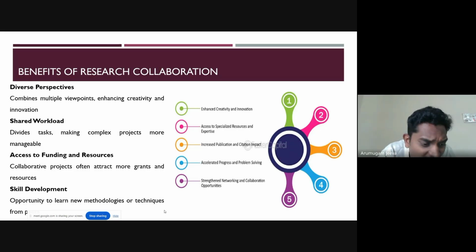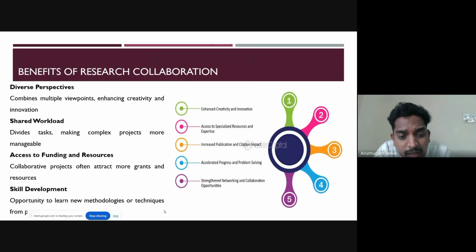And skill development. Sure, there's an opportunity to learn new methodologies or techniques from the peer group. As you are connected with various peer groups, it really strengthens your skill set, and you are in a position to acquire new skills, so your research methodologies and techniques can be enhanced. All these are possible. It also helps to increase your publication and citation impact.